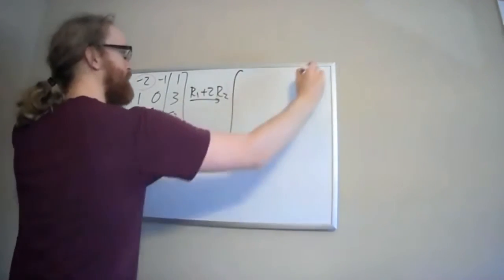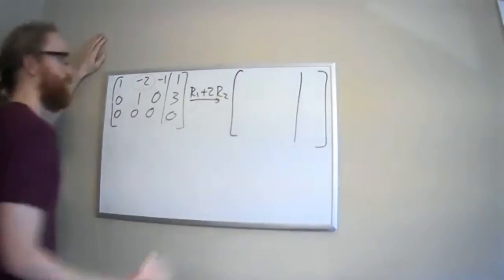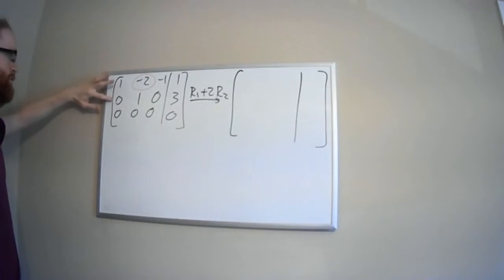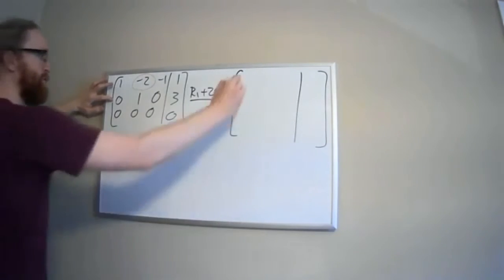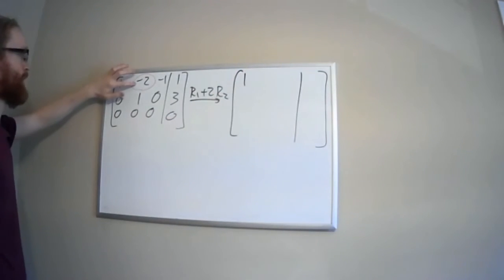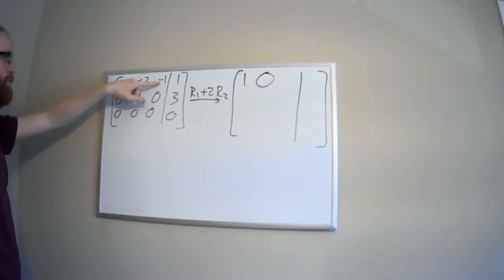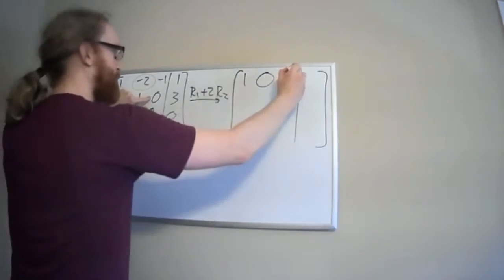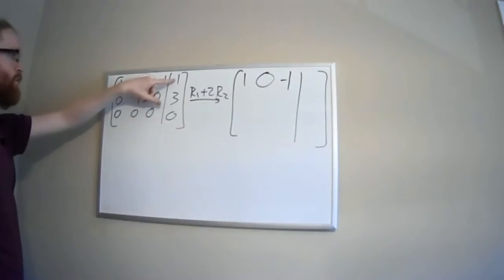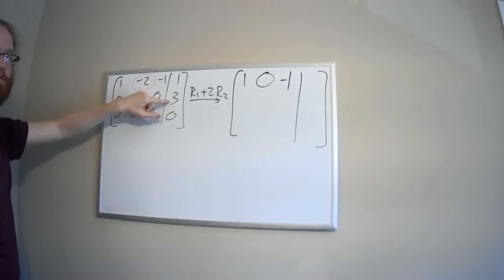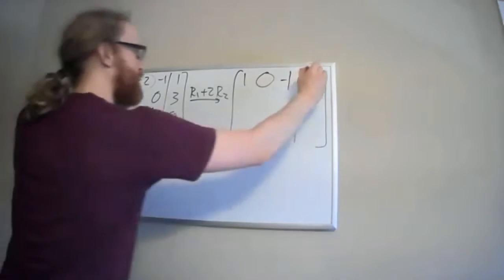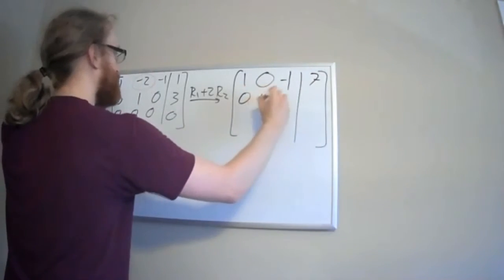So what do I get? Well, 1 plus 2 times 0 is just 1 plus 0, so I still get 1. -2 plus 2 is, of course, 0. -1 plus 0 is -1. And 1 plus 2 times 3, well, that's 2 times 3 is 6, so it's 1 plus 6. That's 7. And I didn't change anything else.